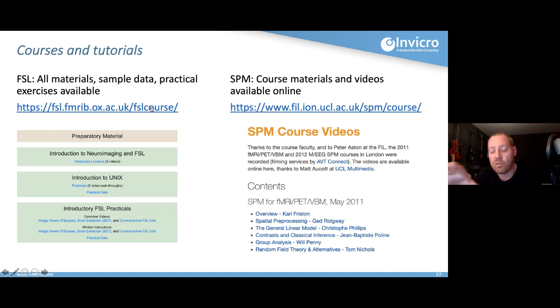FSL, they both run courses a couple of times a year normally. So, a good way of learning this stuff is just to go on the course, but they also all provide all their course materials online. The FSL one is particularly good because it provides example data and it provides step-by-step tutorials on how to go through the practical exercises with the data as well. So that's good. That's recommended if you're into this kind of thing.